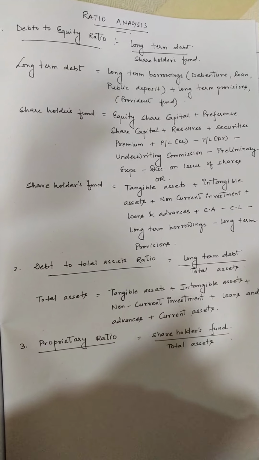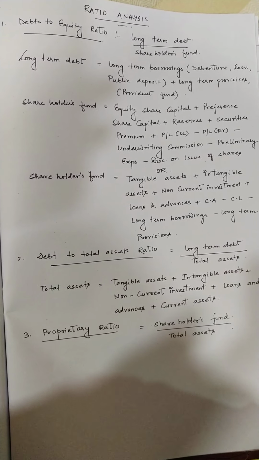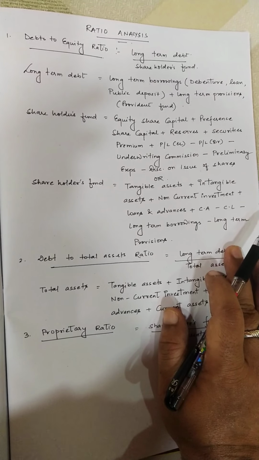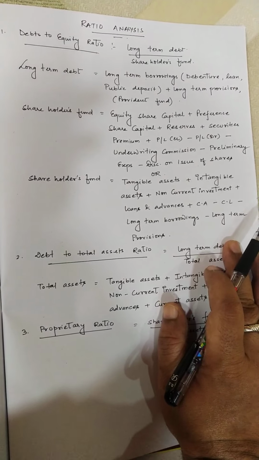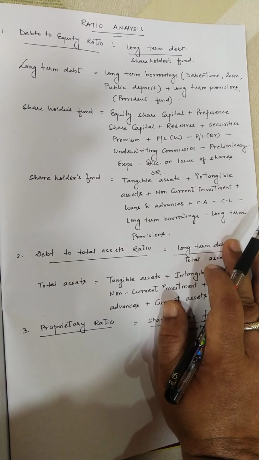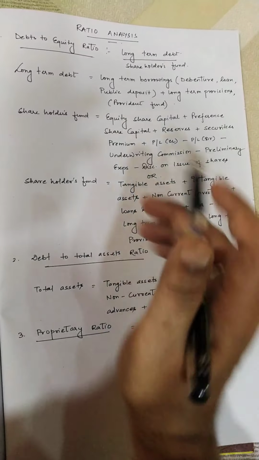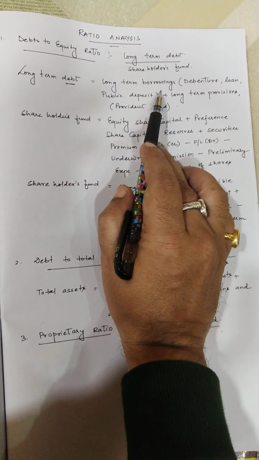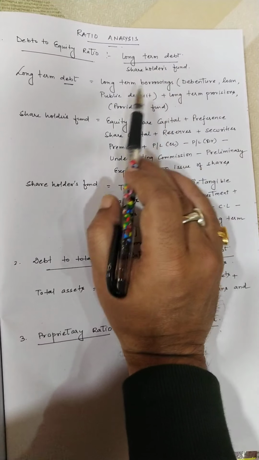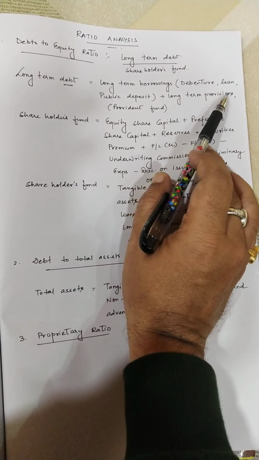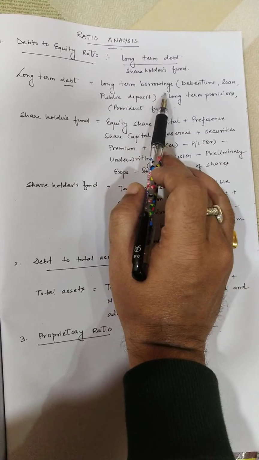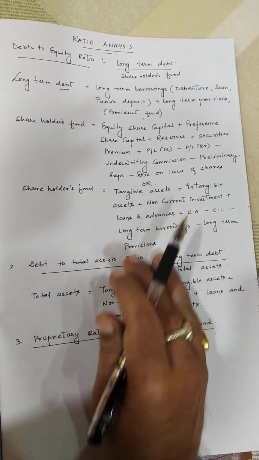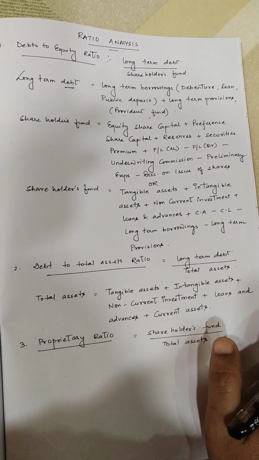So, the third class on ratio analysis, and today's discussion of ratios are the debt to equity ratio. The formula is long-term debt by shareholders fund. Now, what is long-term debt? It means the debt or the loan which is taken by the firm for a longer period. That is the long-term borrowings, in which we can write debentures, loans, and public deposits. All these types of borrowings represent the long-term borrowings, and long-term provisions is the provident fund, that is the employee benefit scheme which an employee gets after retirement.